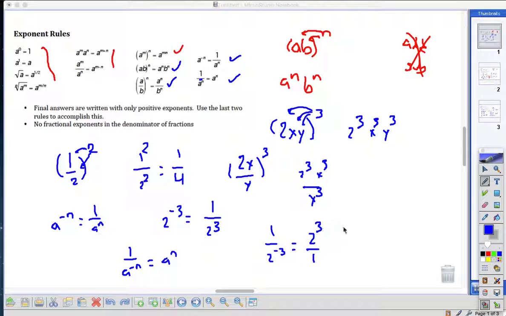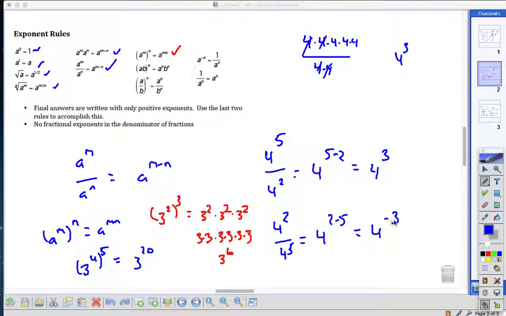So the reason that was important is when we did the division a minute ago, when we looked at this case, we ended up with 4 to the negative 3. But here's what can happen, that's going to end up in the bottom as 4 to the 3rd.